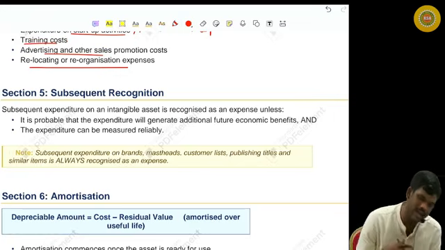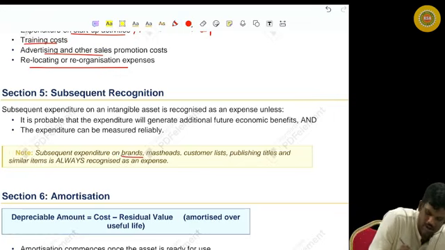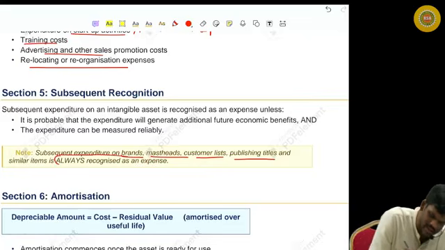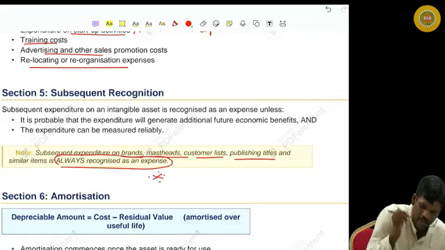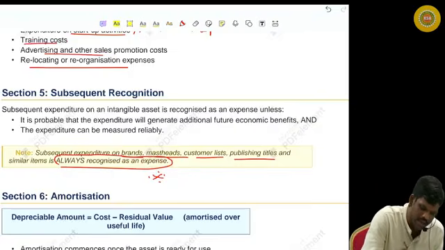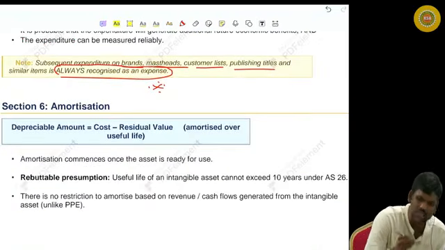And remember, any subsequent expenditure that is incurred on brands, mastheads, customer lists, publishing titles, and other similar items is always recognized as an expense in P&L. It can never be capitalized. Is it clear? Last two sections.